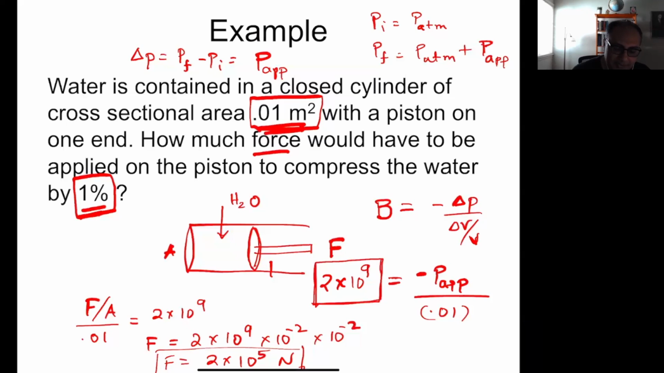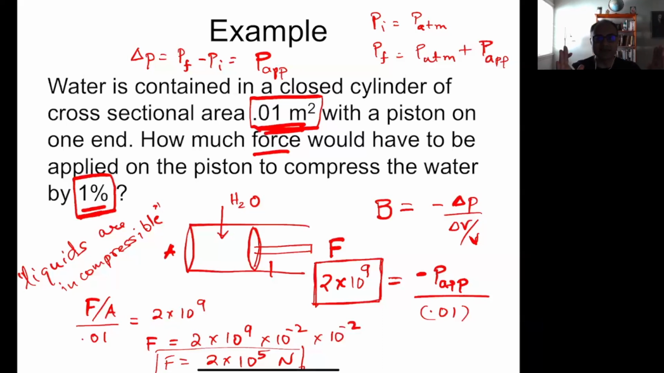Water is not the only thing that has such a high bulk modulus. Most liquids have extremely high bulk moduluses. And that is why we say that liquids are incompressible. This is not an absolutely true statement. It's a practical statement. You can compress a liquid if you can somehow muster up this much force, but it's not practically possible. So for all practical purposes, liquids can be considered to be incompressible.